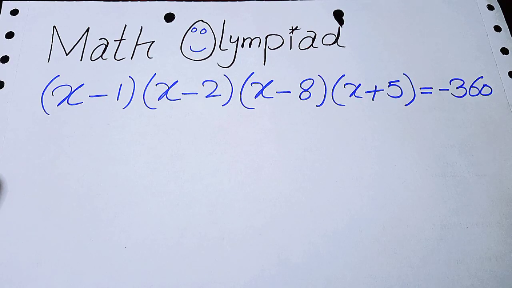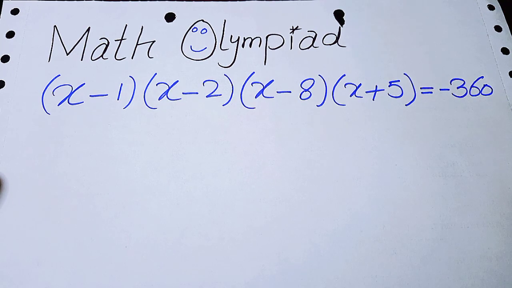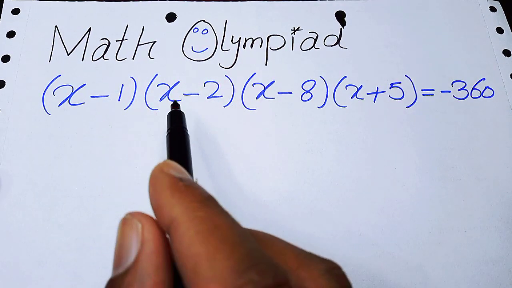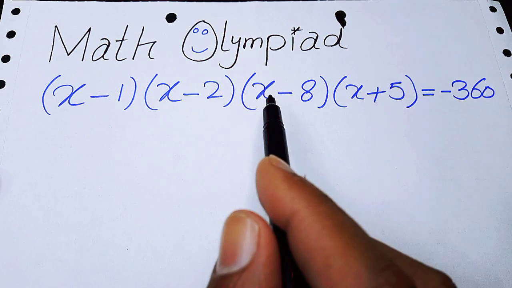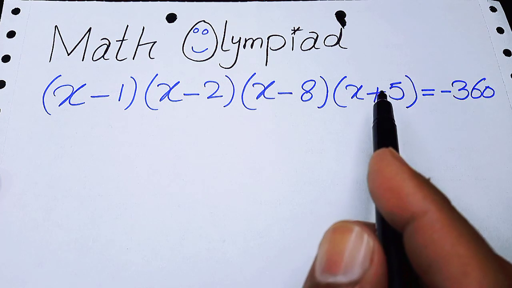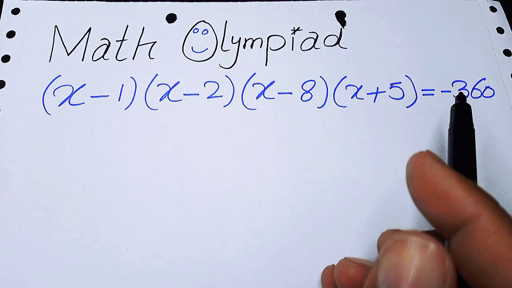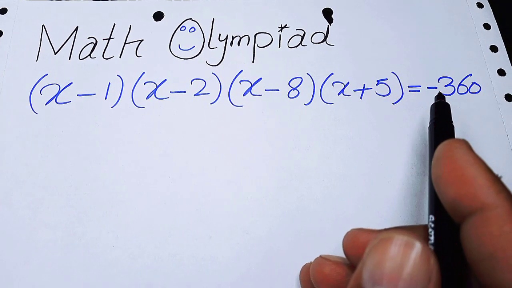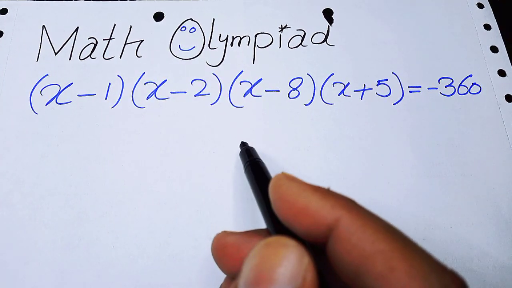In this video we are going to solve this nice algebra problem, and here we have (x - 1)(x - 2)(x - 8)(x + 5) = -360. And now we can solve this nice equation for the value of x.